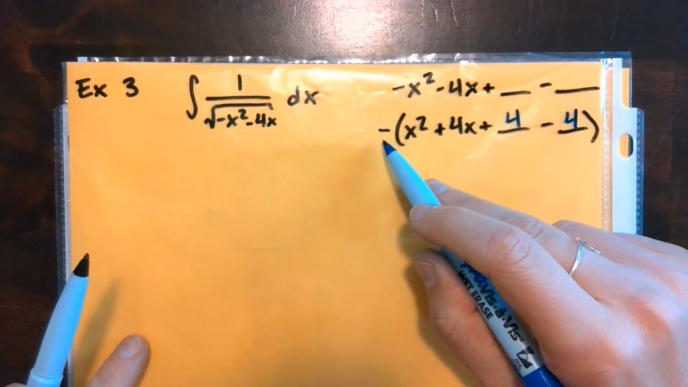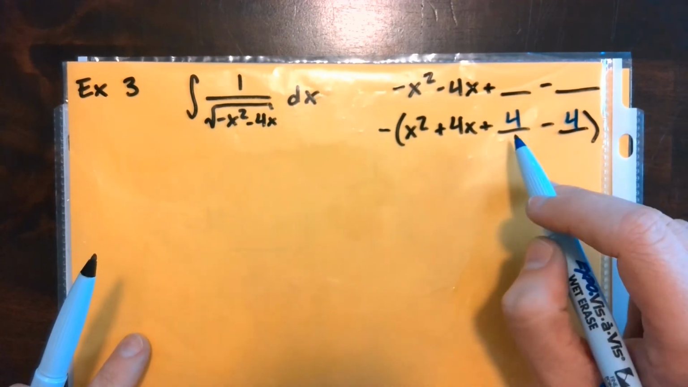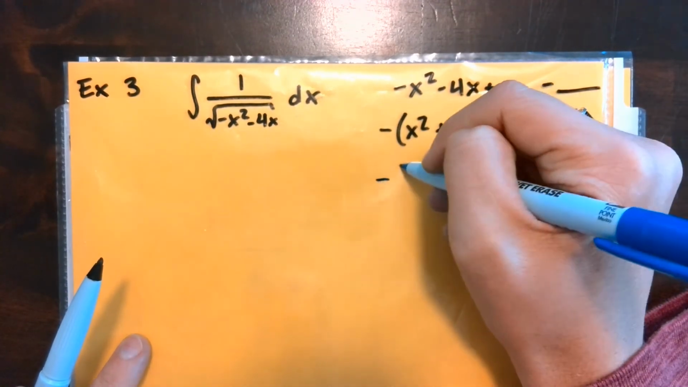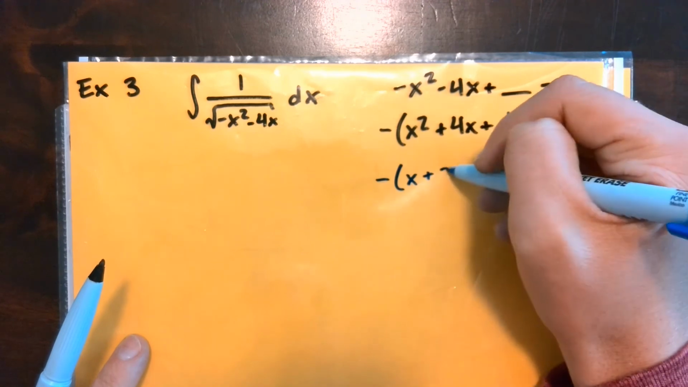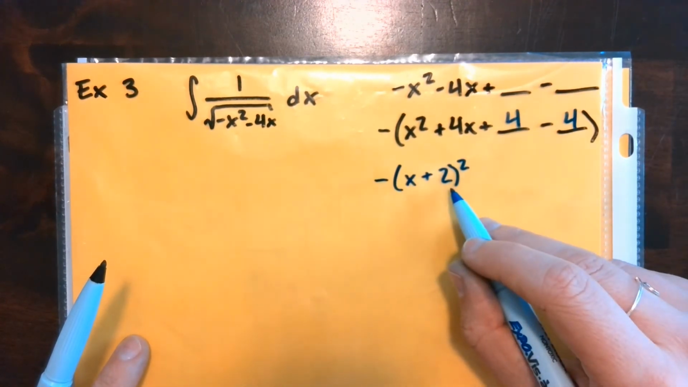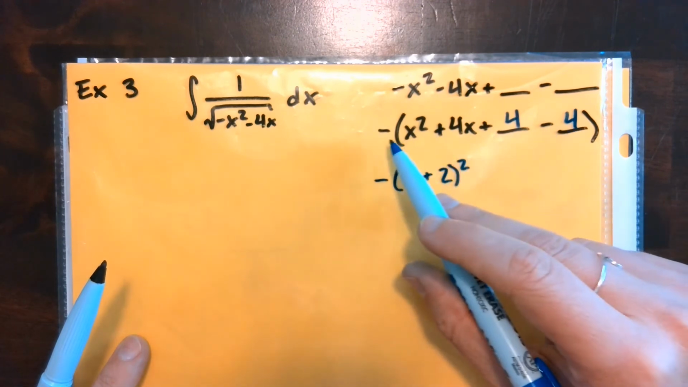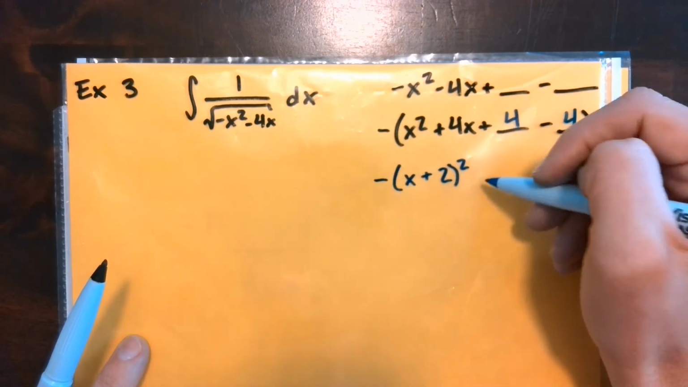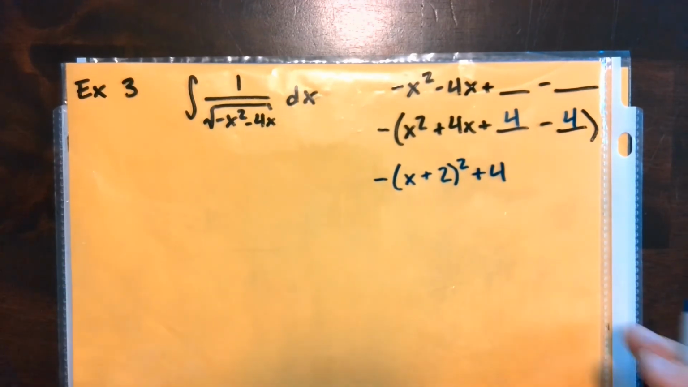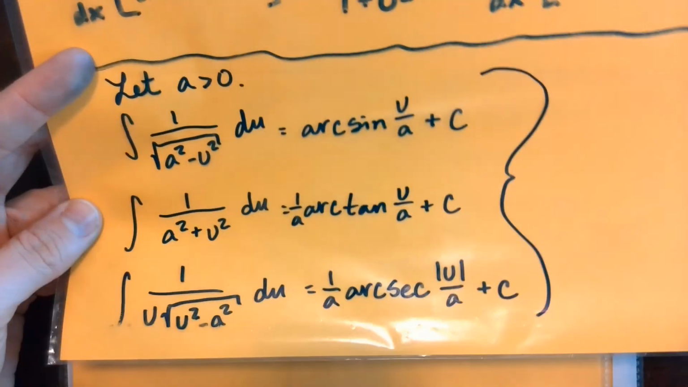But because I have this negative factored out, you have to be a little bit careful here. I can go ahead and factor this piece. So I'm going to have a negative x plus 2 squared. But then for this negative 4, I don't want it to be inside the parentheses. That doesn't make any sense. So I'm going to go ahead and distribute the negative, so there's a positive 4 on the outside, which is how I really need it to be for my inverse trig functions.